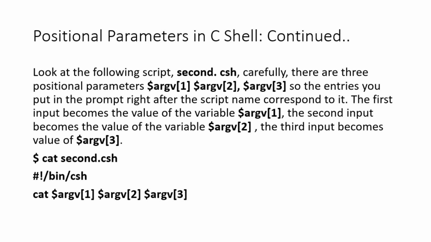The first entry in any C shell script is of course the command interpreter, which translates your scripts to a language that is understood by the computer. The script will simply display the content of the files that correspond to the 3 positional parameters.